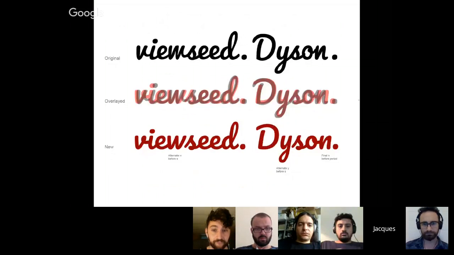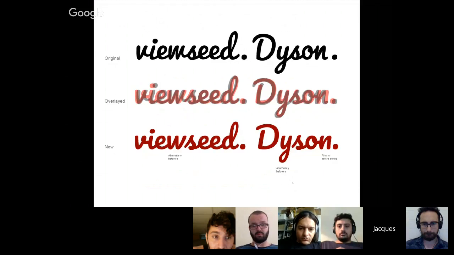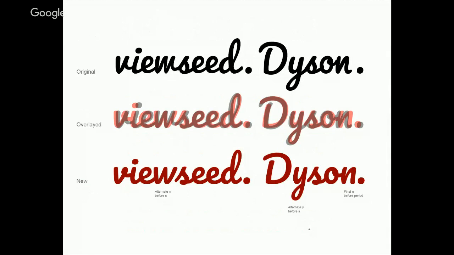Okay. What I'm doing on this slide is on the top side is the original one, in the middle I overlaid them, and on the bottom is the new one. The main goal was to get a well-drawn Pacifico with good contrast and good proportions. And doing that, I encountered some problems that you sometimes do when you do scripts.